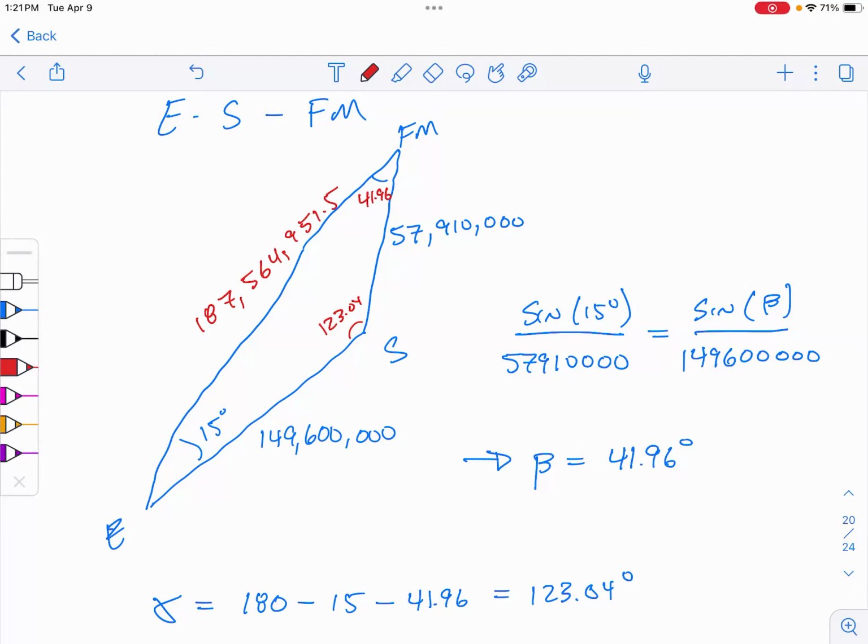Okay, so plugging it back in, always double check, no matter how bad the numbers may be. All right, so 150 million corresponds to 42 degrees, 58 million, 15 degrees, 123 degrees to 188 million. So does everything match up? Yeah, okay, good.